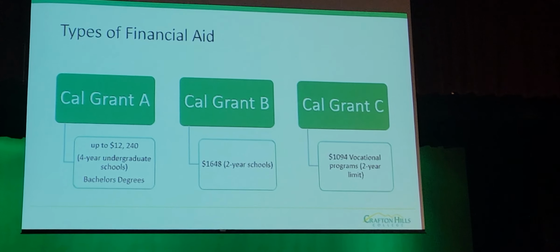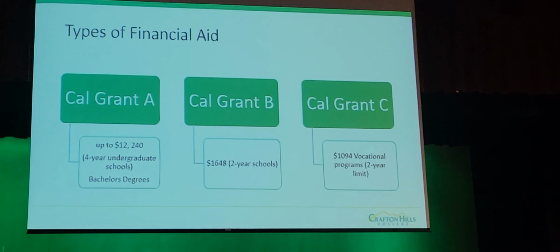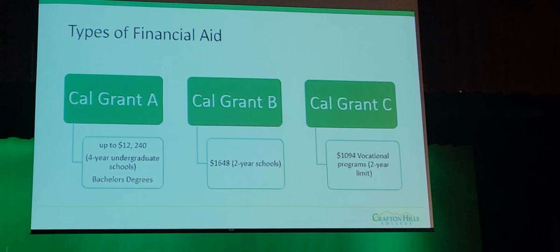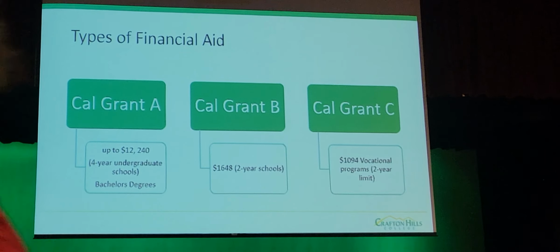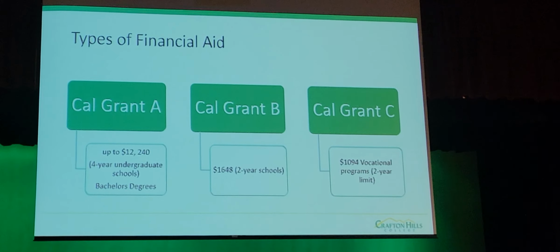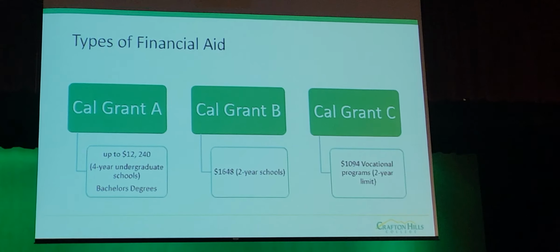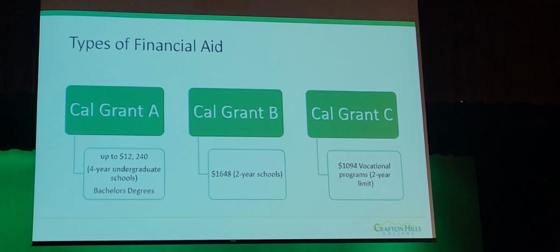You'll be able to stack these to fit what they'll call your need. That's what Cal Grant A is. Cal Grant B is going to be for your community colleges and some of the trade schools too. So for example, if you decided to go to Crafton and you qualified for the Cal Grant, you would get the Cal Grant B there.